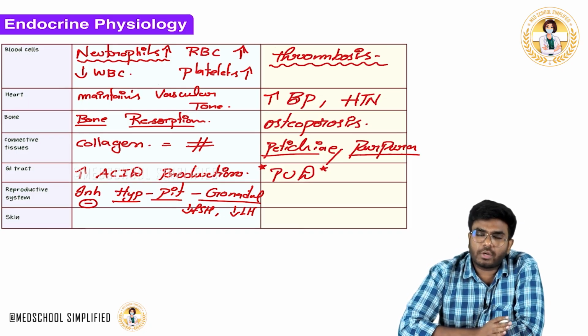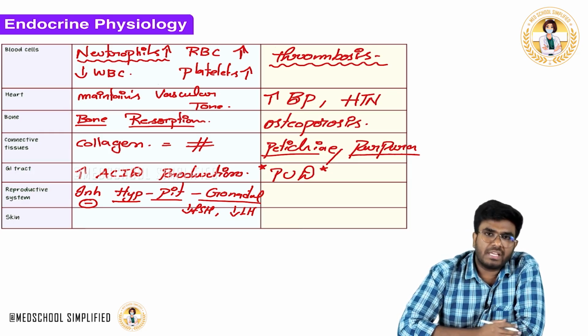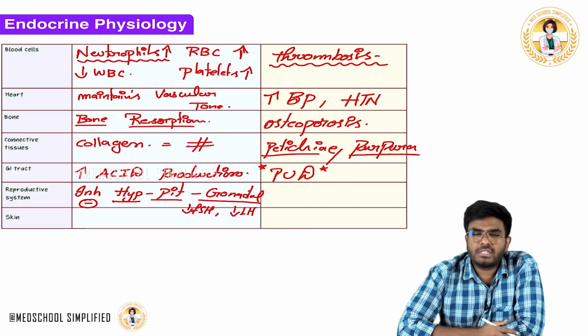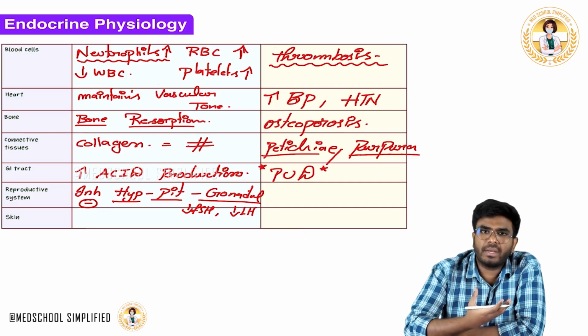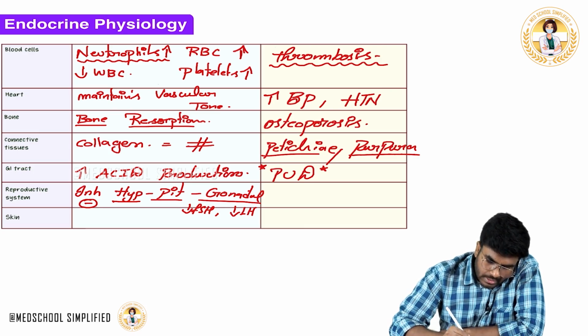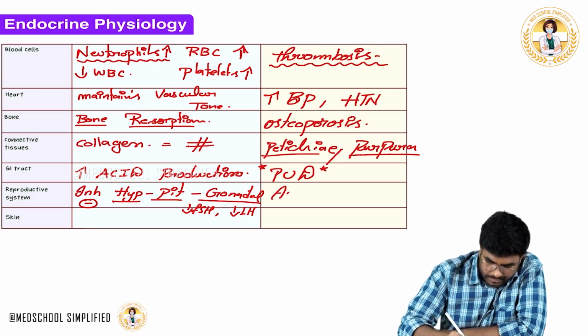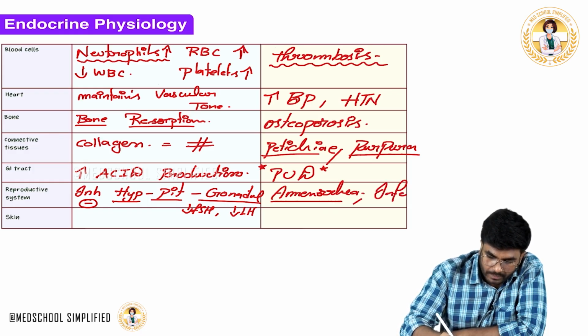Next, the reproductive system. Normally, cortisol inhibits the hypothalamic-pituitary-adrenal axis. So FSH levels go down, LH levels go down. Without FSH and LH, do you think the follicular maturation, follicular development and ovulation will happen? No, it does not happen. So in Cushing syndrome, menstrual irregularities or amenorrhea will be seen. So these patients will be having amenorrhea or infertility.